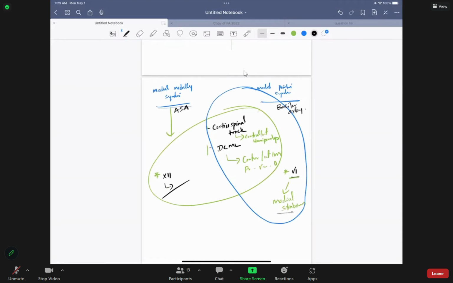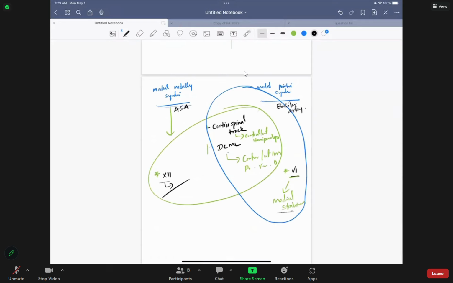So easy to remember: medial medulla, medial pontine, 2 tracks and a cranial nerve. Is that clear, folks? 2 tracks and a cranial nerve. That's all it is. Corticospinal and DCML with cranial nerve number 12, we call medial medullary syndrome. The same tracks with cranial nerve 6, we call medial pontine syndrome.